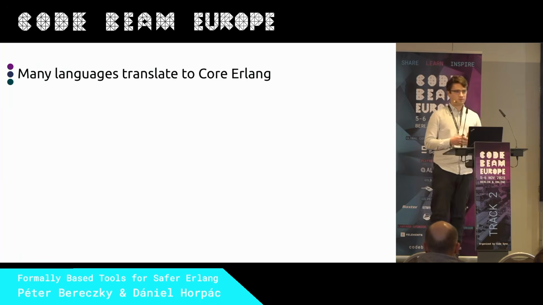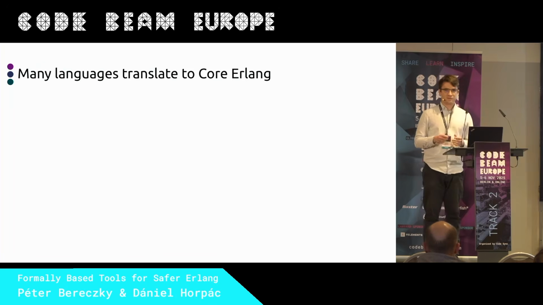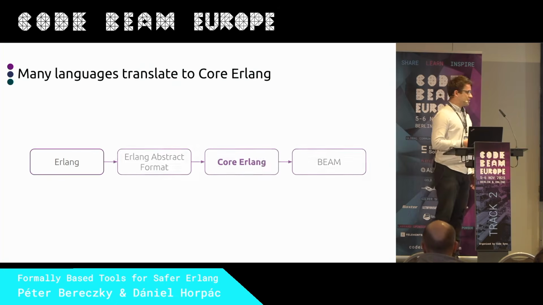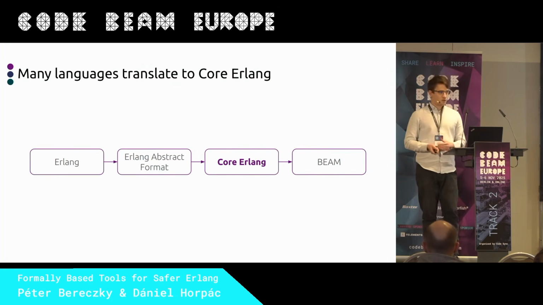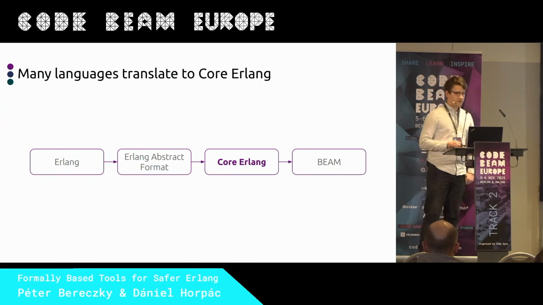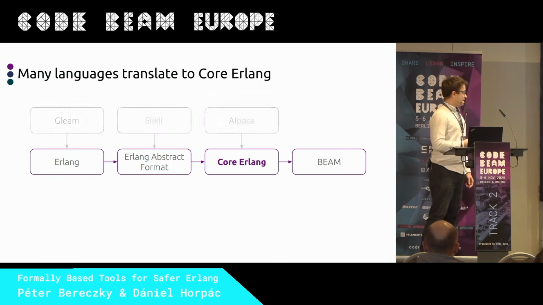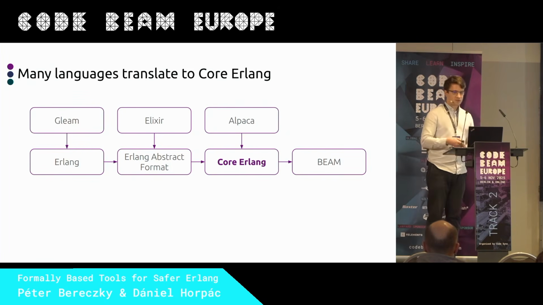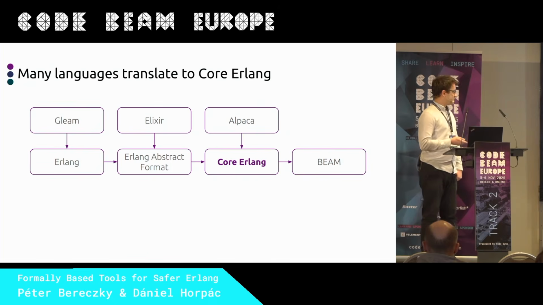Do you know Core Erlang? Have you heard of it? Some of you have, some of you maybe did not. Core Erlang is essentially an intermediate language used in the Erlang compilation pipeline by the standard compiler. And actually, not only that, but also other Beam-based languages can be translated or compiled to Core Erlang. Why is this important?